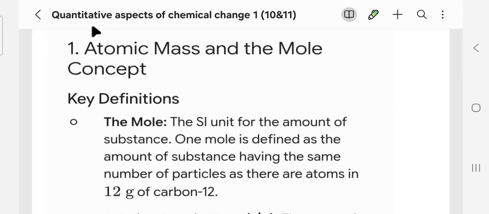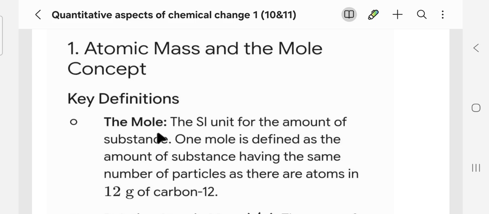So in this video we'll be looking at part 1 of quantitative aspects of chemical change, and what we are talking about in this video covers both grade 10 and 11. So the first thing I want us to look at is the atomic mass and the mole concept. We'll be looking at key definitions in this section, and we will start with our definition of the mole, to say what exactly is the mole.